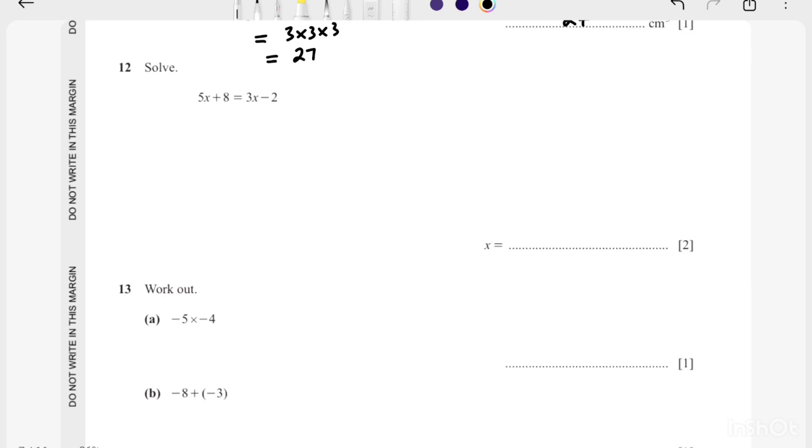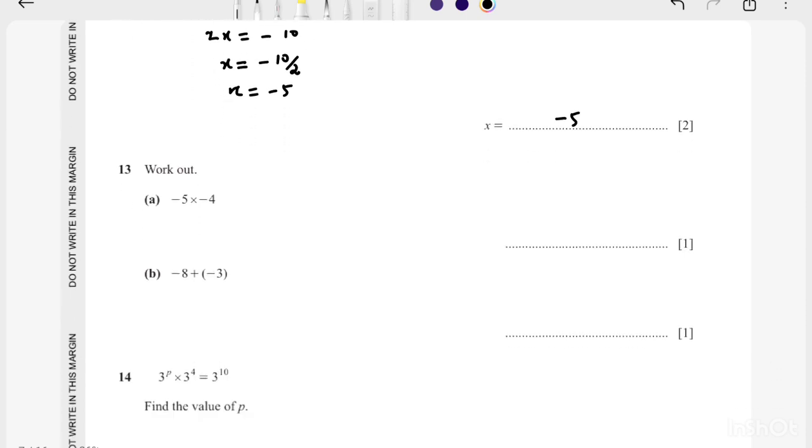Solve 5x plus 8 is equal to 3x minus 2. So we combine the like terms, we will shift plus 3x on this side, it will be negative, and plus 8 on the other side, it will be negative as well. So it will be 2x is equal to minus 10. x would be equal to minus 10 divided by 2, and this becomes minus 5. This is the answer. Next question.